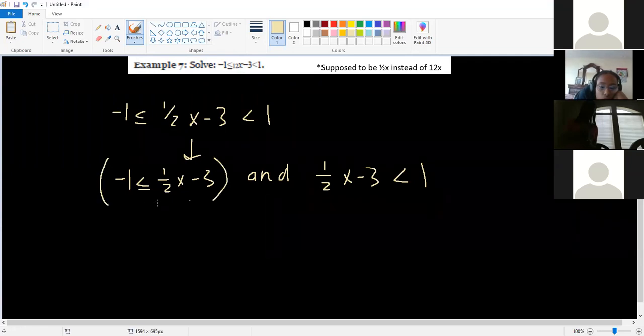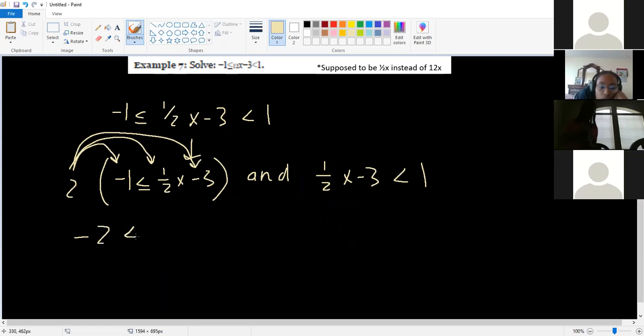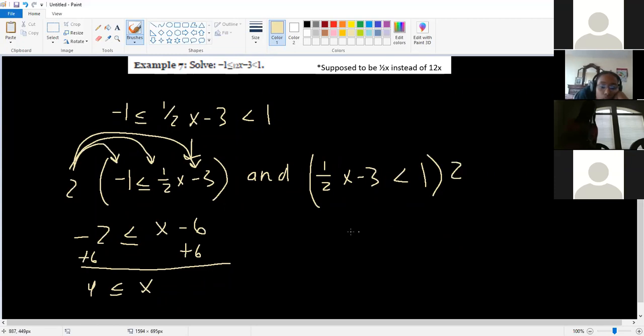Okay. Now what did you do? Then I added 6 on both sides, the addition property of inequalities. So 6 minus 2 is 4. And so this one is done. Now this one, what did you do? Multiply everything by 2 to get rid of the fraction again. Okay.